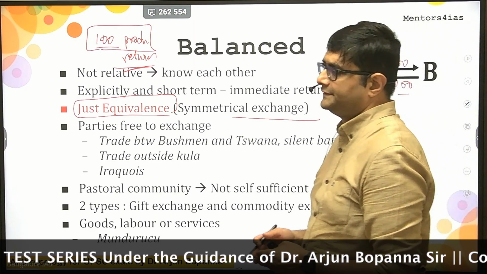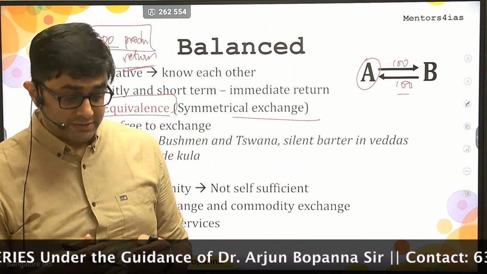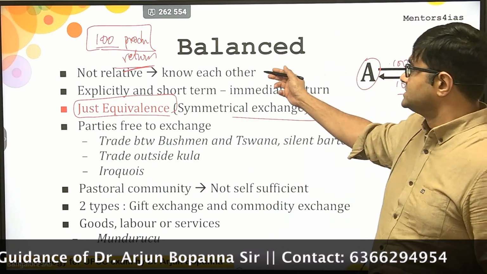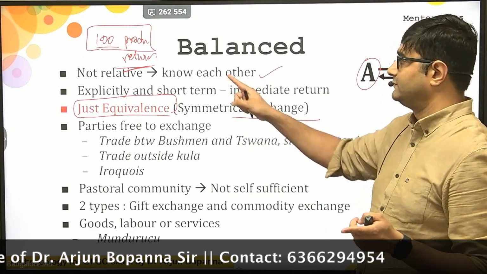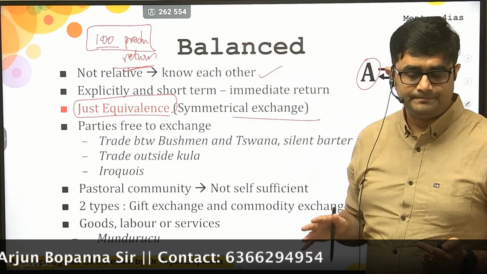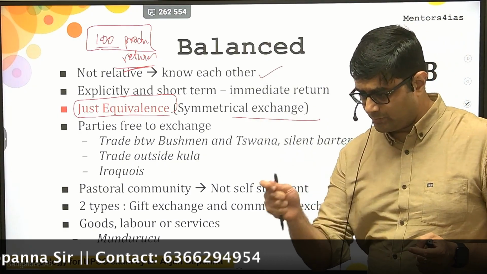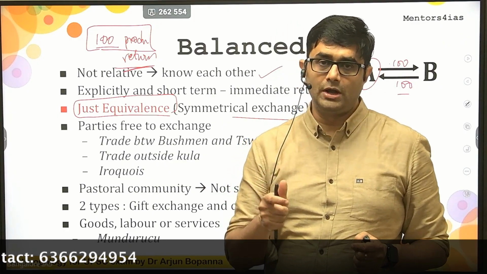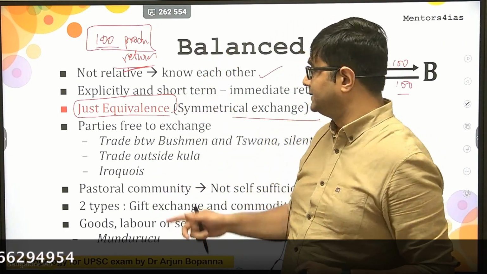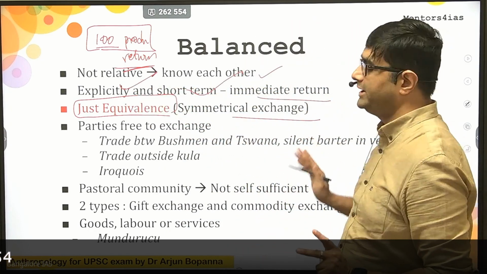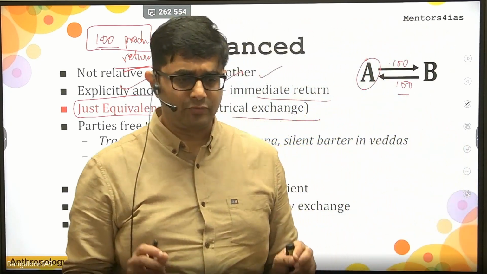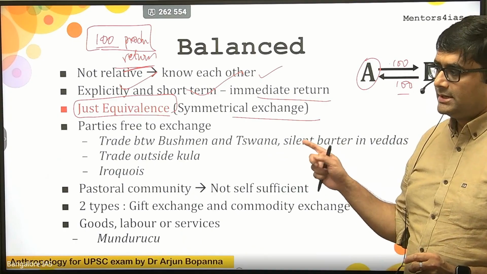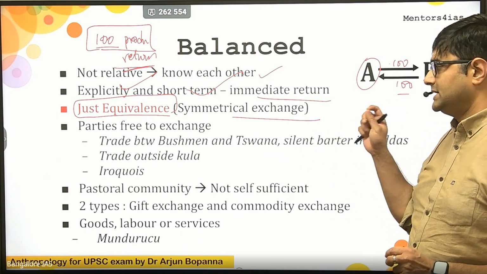So where does it happen? Within close relatives, generalized reciprocity. Somebody outside the close relatives, you will find balanced. So here you know them, but they are not your relative. Not relative, but known to each other. Like the shopkeeper from whom you purchase a product. You give a 100 rupees note and you get 100 rupees worth of product. So this kind of exchange is called balanced because there is equivalence. Yes, it is explicit, short term, immediate return. Or the time is specified that you will have to return this worth of product within so much time. So just equivalence, yes. Return is immediate or within a specified time.